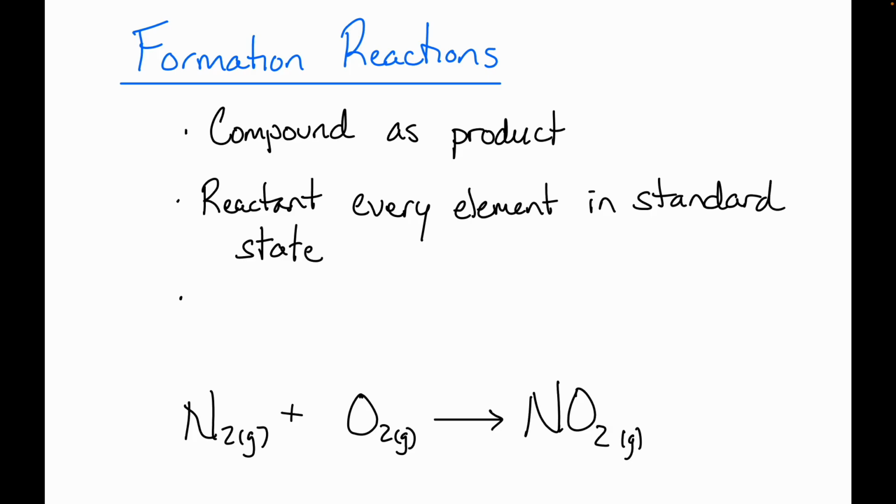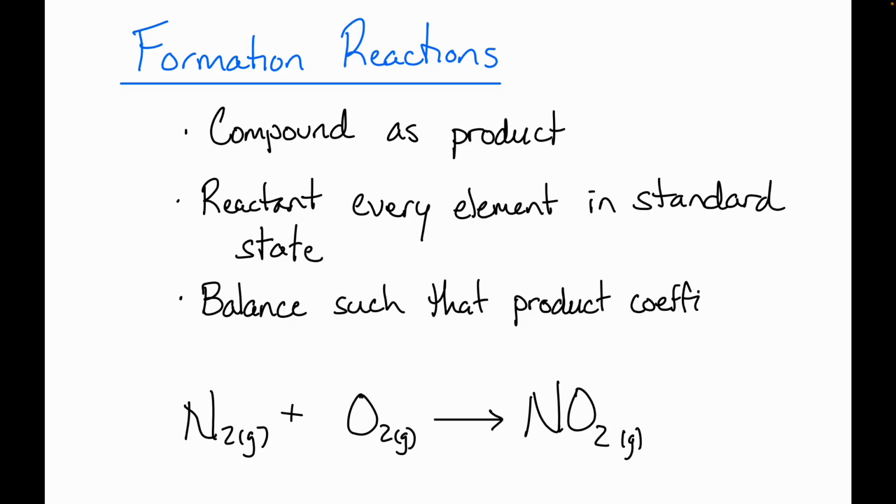All right, our formation chemical equation, we always balance these such that the product coefficient stays as 1. So I'm going to balance this chemical equation in such a way that I keep a 1 out here on the product side, which means we're going to do something we're not usually able to do, which is use fractions to balance my reactant side.